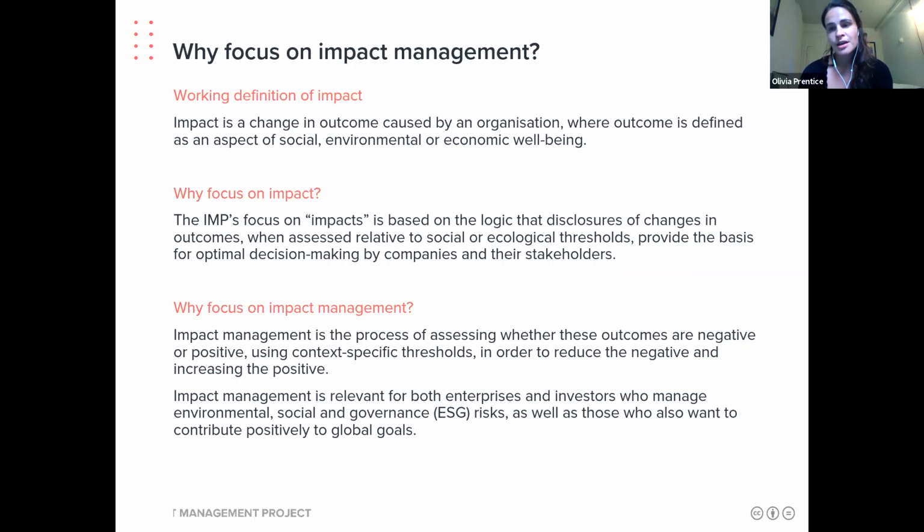That matters because if you're looking at that change in outcome over time in context of a threshold, that information is then usable to reduce the bad stuff that's happening and increase the good. And that's what we will refer to throughout this presentation as impact management. We'll have a real focus in today's session on that decision-making piece. Once you collect the data, what happens next?